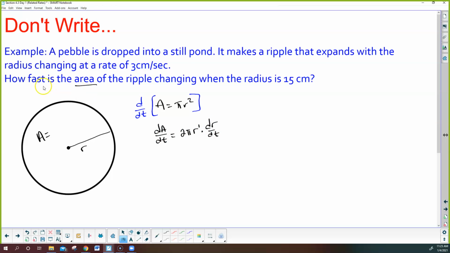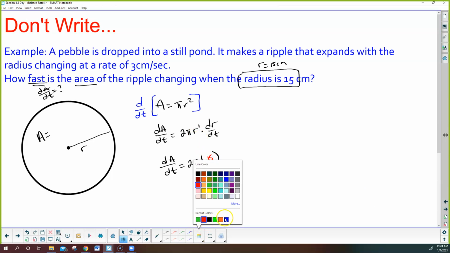Now I'm going to look at what I know. How fast, that indicates a rate, right? How fast is the area changing? So they're asking me to find dA/dt. I don't know what dA/dt is. That's what I need to find. But what else do I know? I know that it's asking how fast it is changing when the radius is 15 centimeters. All right, so I'm going to plug in 15 for r. The radius is 15. But then I have to know how fast the radius is changing, dr/dt.